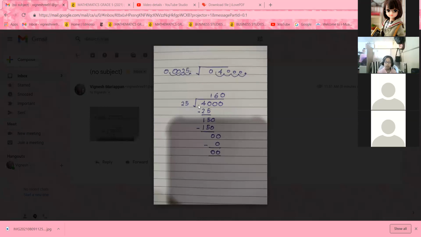1 times 25 is equal to 25, then 15. Bring the 0 down. 6 times 25 becomes 150, and then 0, bring the 0 down. So 0 times 25, 0. No need to put the decimal because the question doesn't have the decimal anymore. So the answer is 160. Understand or not? Understand. Okay.